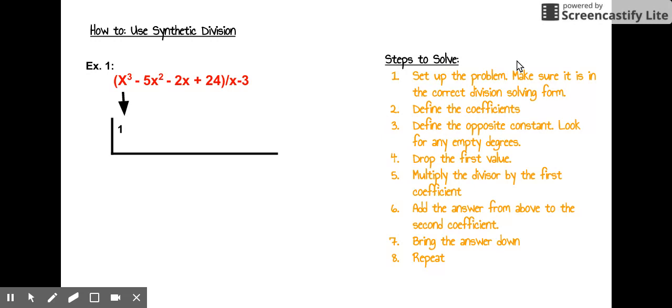The last part, x minus 3, is our divisor. We're going to worry about that in a minute. So there we have it: 1, -5, -2, and 24. Now we have our divisor, which is x minus 3.